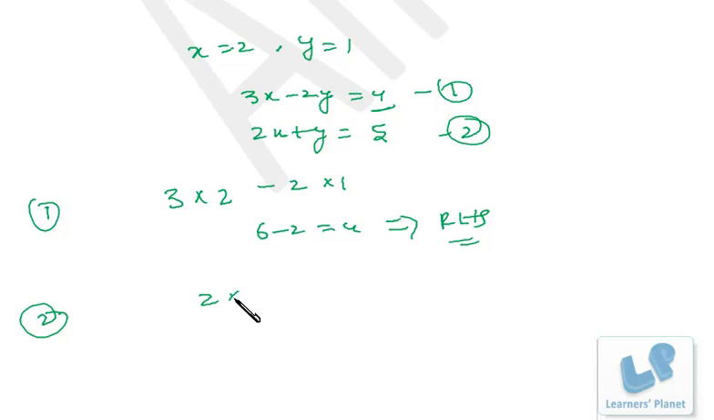That's 2 into 2 plus 1, and that's actually 5, so that's also the right hand side. Okay, so x is equal to 2 and y is equal to 1 satisfy both the equations, right? That means it is the solution of this pair of linear equations, right? If the values are not satisfying any of the equations, then it will not be called the solution of the system. Okay?